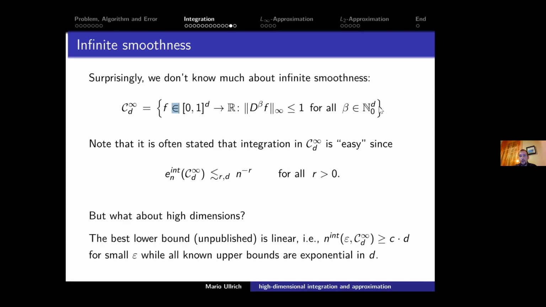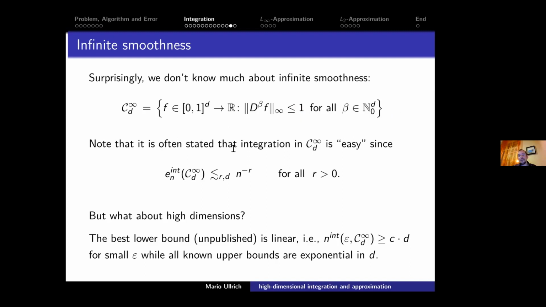That's a very small class, and you even have bounded by 1. That's very, very smooth. These are analytic functions. It would even be analytic if this decays something like beta factorial or so. But that's a very, very small class. But still, we don't know much.